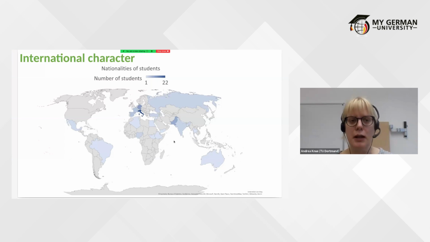And here you see a little map of the international character that the program has so far. So you see that we basically have from each continent, except for the South Pole. Unfortunately, we don't have a student yet, but from all other continents, we already have people who are studying here. So it's a very international program.